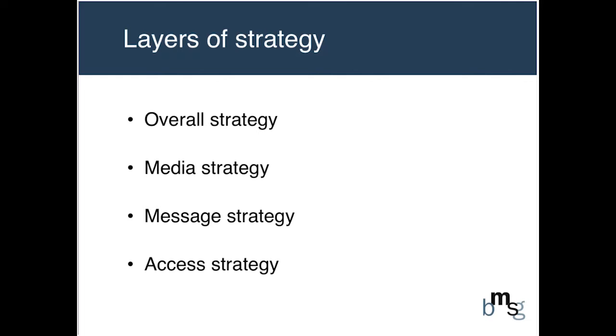Well, the first one is what we call overall strategy, and this is the foundation. This is community organizing, policy advocacy 101. Overall strategy is concerned with the basic questions of what's the problem that you're trying to address, what's the solution that you want to enact, who has the power to fix the problem, and then who are the allies that you can mobilize to put pressure on your target audience to get them to pass the policy or make the change that you want them to make.